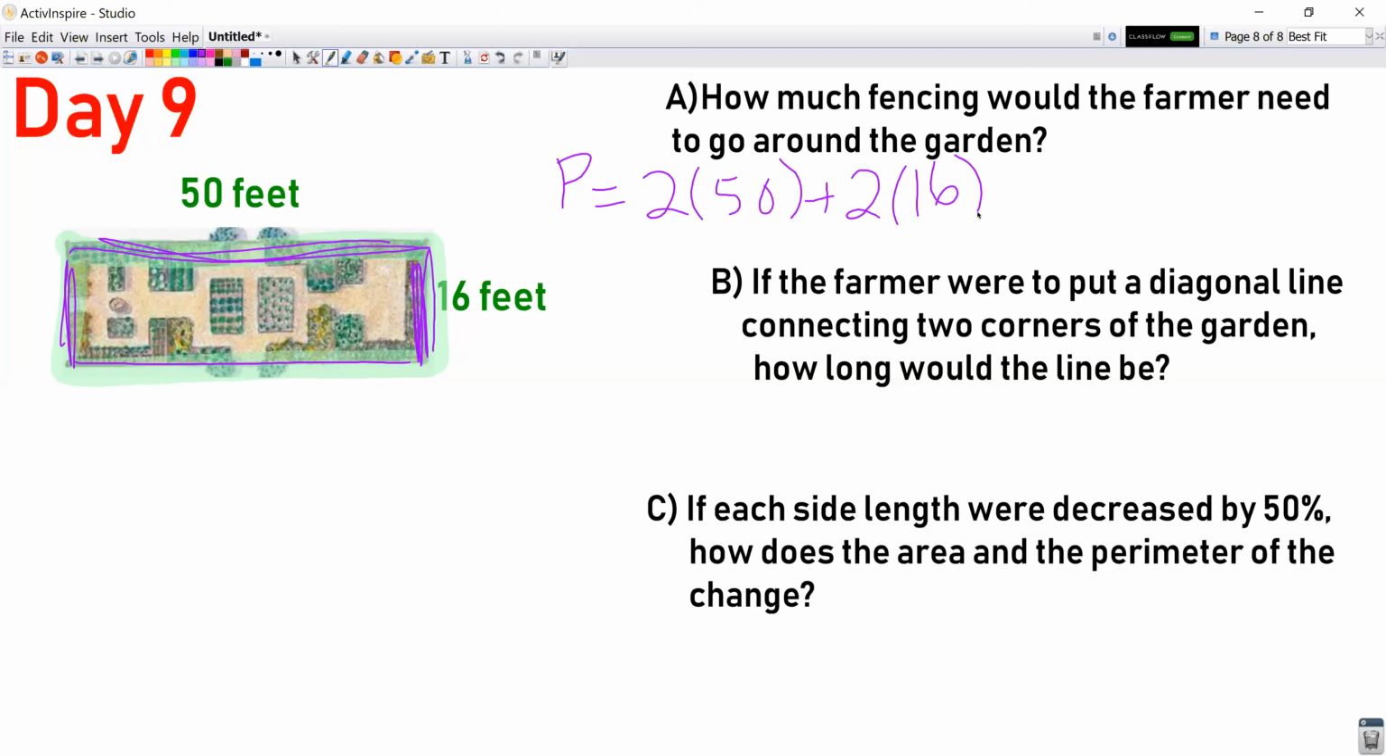2 times 50 is 100. 2 times 16 is 32. And when I add these two together, I get 132 feet. So it's going to take 132 feet of fencing to go around the garden.